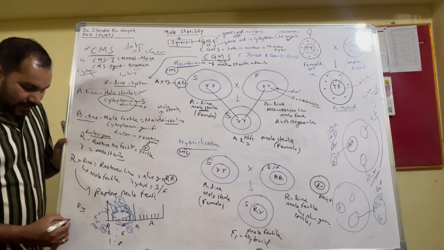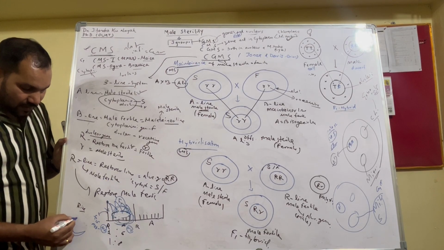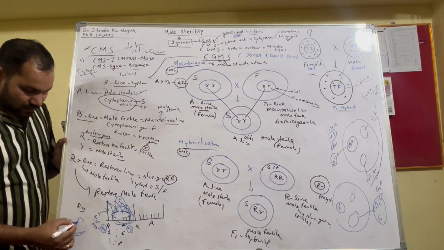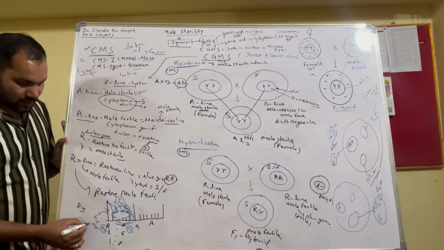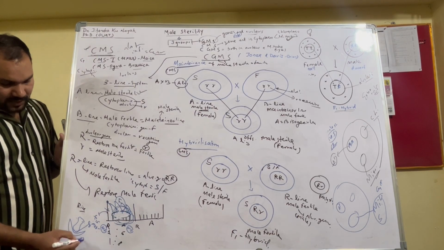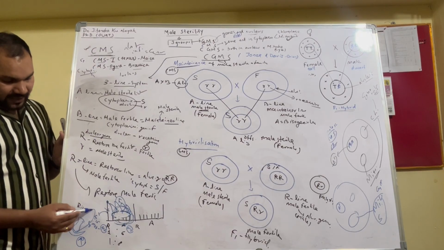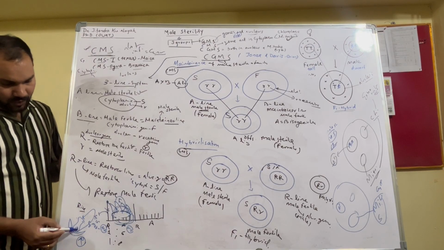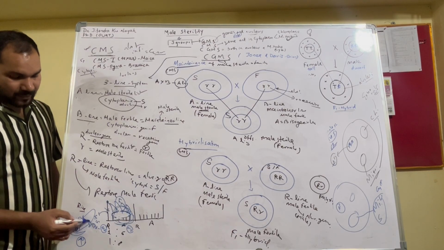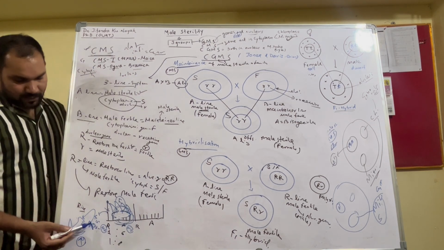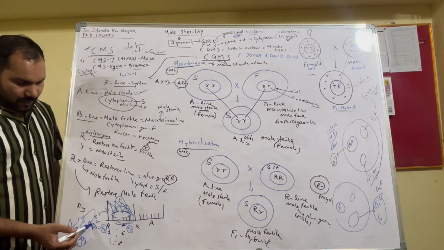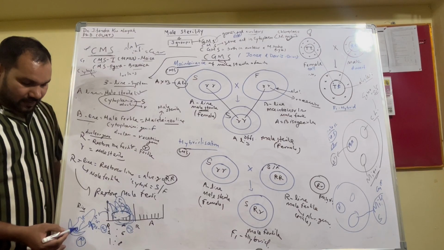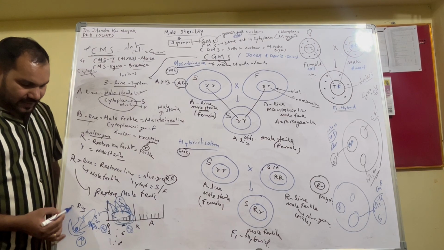Here you can see, in case of rice, what is happening? This is your anther. In case of the R line, the pollen can fertilize the ovule, because it is functional pollen. So it can fertilize the ovule, and this is called self pollination.